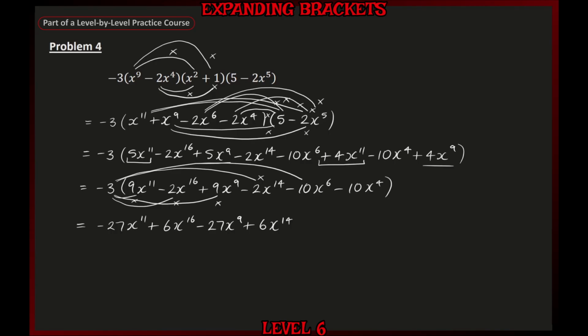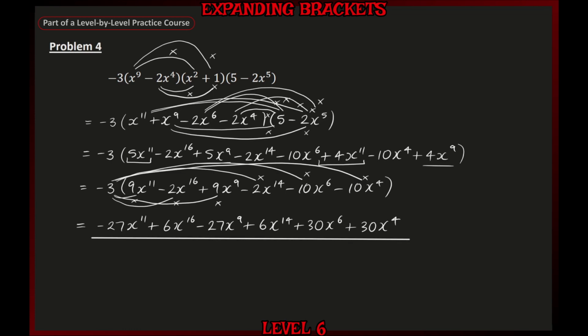Minus 3 multiplied by minus 10x to the power of 6 is plus 30x to the power of 6. And finally, minus 3 multiplied by minus 10x to the power of 4 gives us plus 30x to the power of 4. So this is our final answer to problem 4.